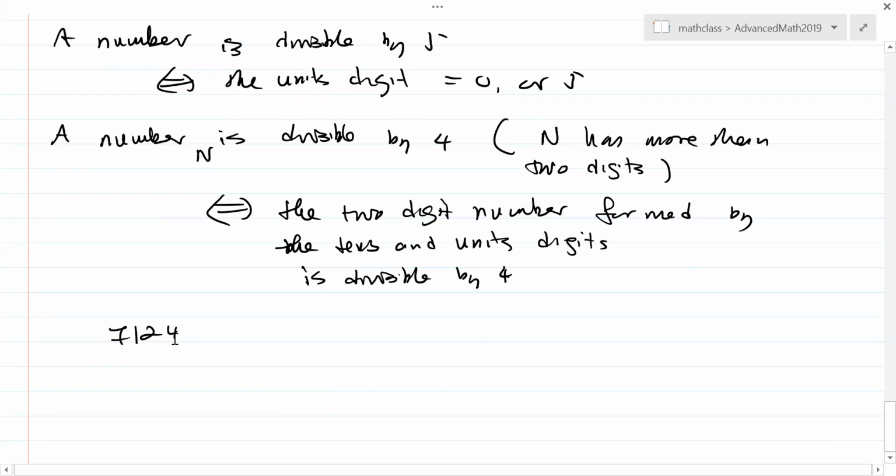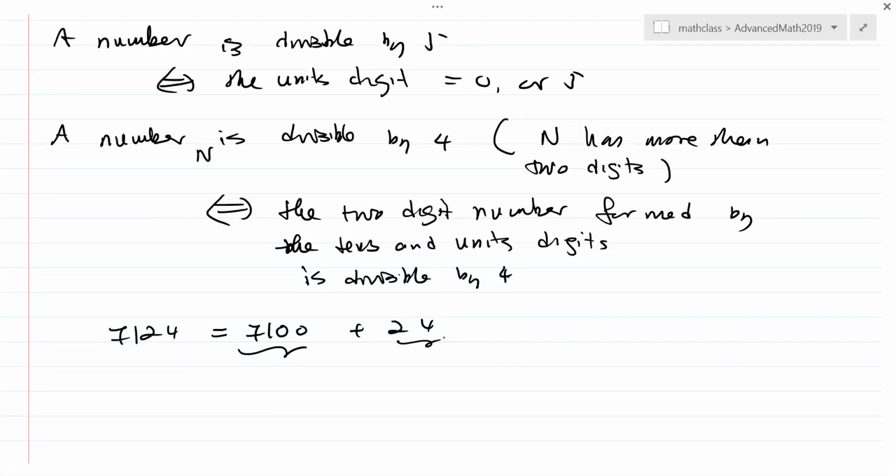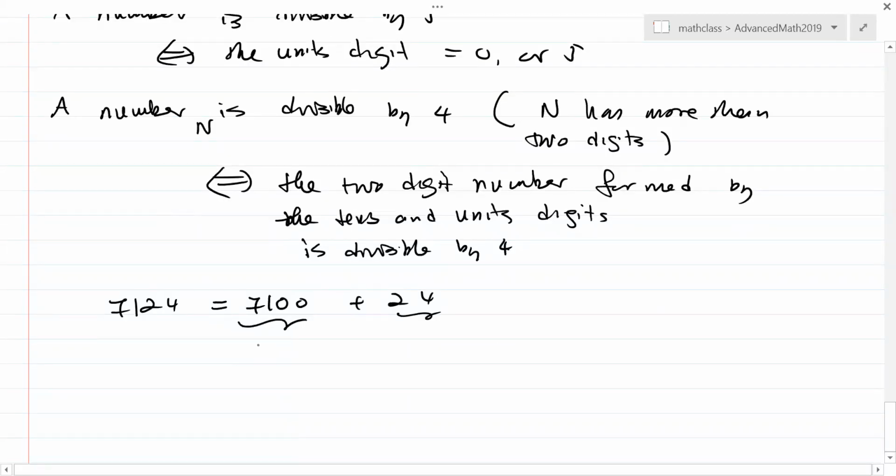Now, whether this number is divisible by 4. The reason is this is 7,100 plus 24. So this is always divisible by 4, because 100 is always divisible by 4. All you have to do is look at the last two digits. In this case, of course, it's divisible by 4 because 20 plus 4, and 20 is divisible by 4. But sometimes you have to look at 2 digits. So you just need to look at whether 24 is divisible by 4 or not, right? 28. So it's easy to check quickly.